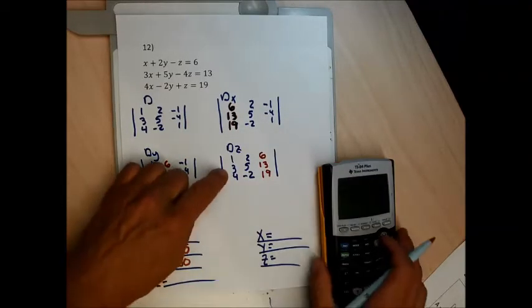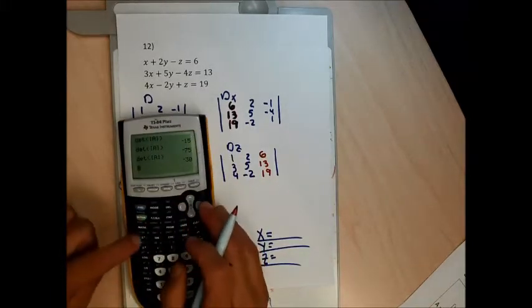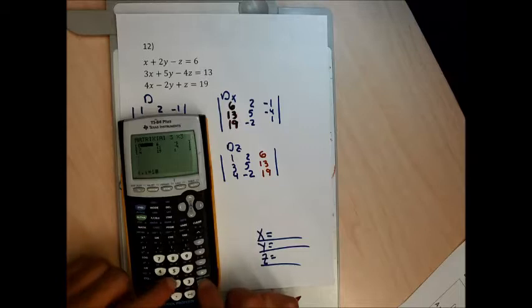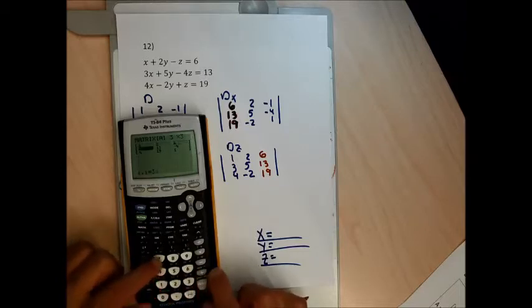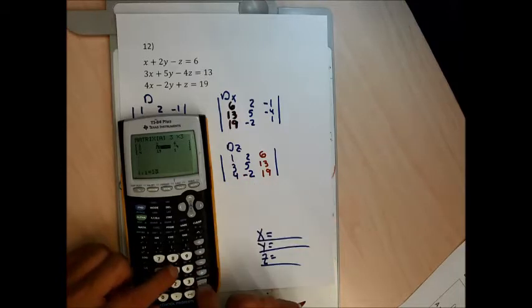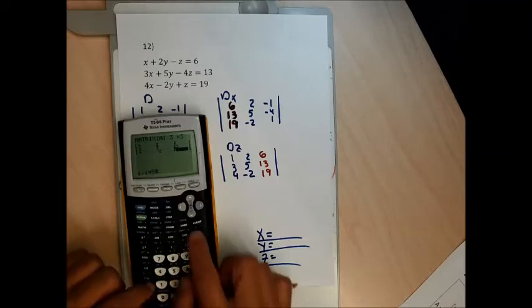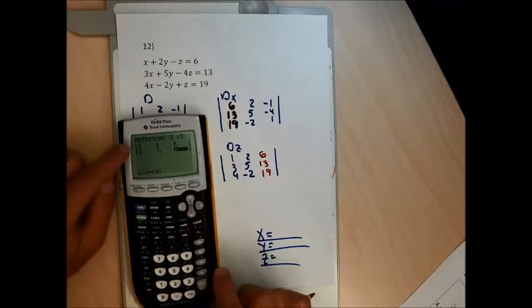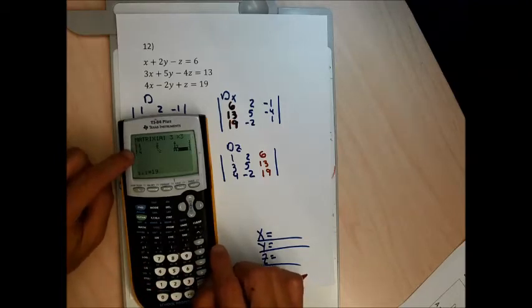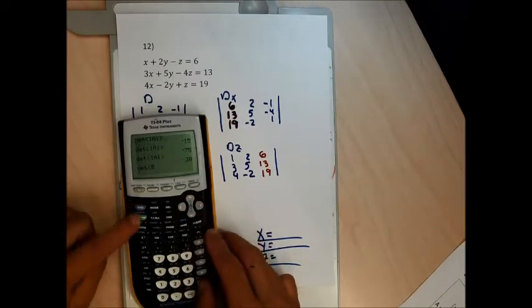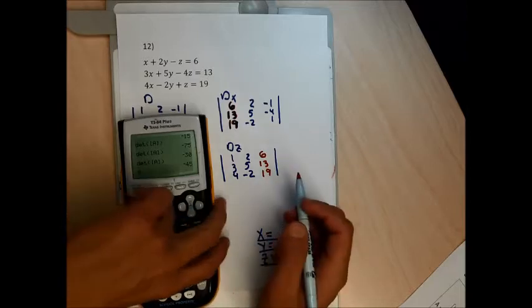And lastly, I need to find D sub z. Second matrix, edit. It's a 3 by 3 matrix. 1, 2, 6, 3, 5, 13, 4, negative 2, 19. Double check. 1, 2, 6, 3, 5, 13, 4. It's perfect. Second quit. Second matrix math, determinant. Second matrix enter, parentheses. Negative 45 for D sub z.